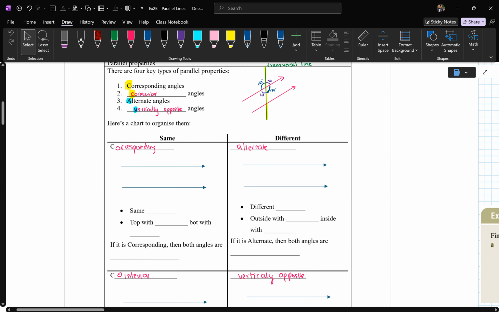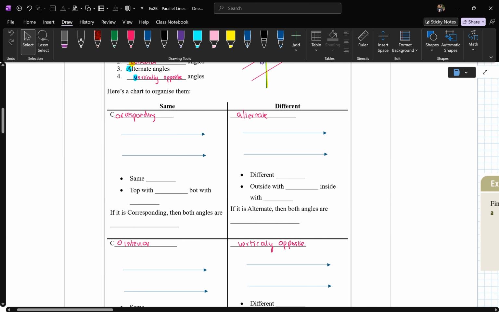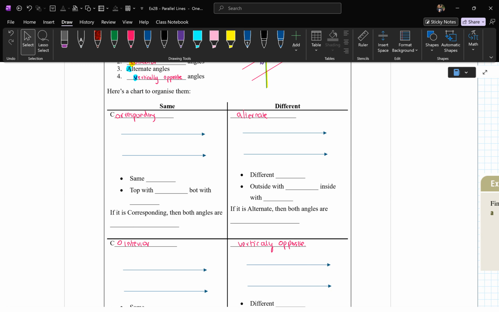I find it helps you to easily remember to identify, because every time you identify, you'll be able to figure out, is it on the same side or is it on the different side? You figure out there's only 2 options to choose from. So you have a 50-50 chance of identifying it correctly. Once you've copied this down, so corresponding and co-interior is in the same column, and then alternate and vertically opposite is in a different column. So here we go.